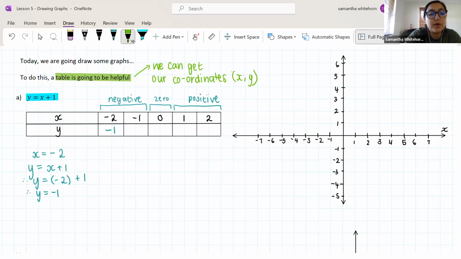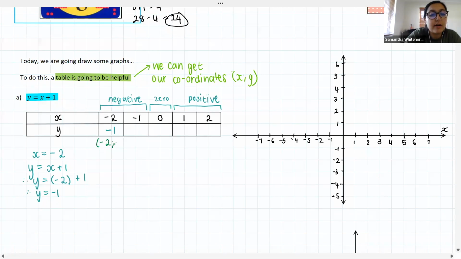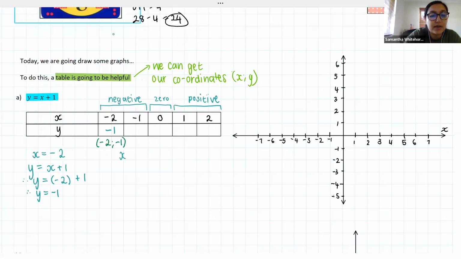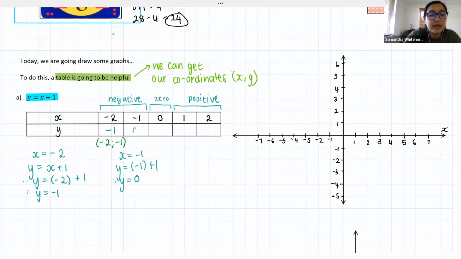Now remember, what you are doing when you find this output is you're finding that coordinate or that ordered pair. So now I know that my first coordinate that I could plot is -2, -1. We do exactly the same thing with all of our other outputs. If I now have x equals -1, y is equal to -1 plus 1, we know that -1 plus 1 is actually just 0. And so again, I get my output value, and again, I get my next coordinate pair, which is -1, 0. So every time I substitute in an input value, I'm getting my output value, and I am thereby able to get my coordinate pair.